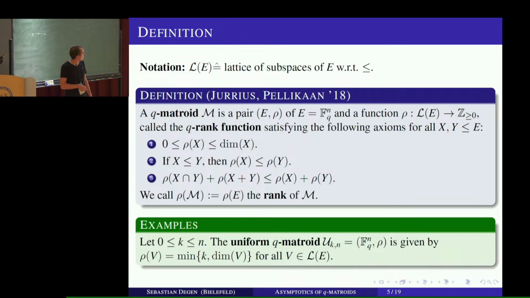And finally, having this axiomatic, we simply say that the rank of the whole q-matroid is the rank function evaluated on the whole space. And as you can see, these axioms are actually direct translations of the usual matroid axioms, where we have to replace the size, for example, by the dimension and the union by the intersection, as we saw before. And a very nice example, as was already introduced, is the uniform q-matroid, where I fix an integer k between 0 and n, and the rank function is described via the minimum of the k we chose and the dimension of the input vector space.